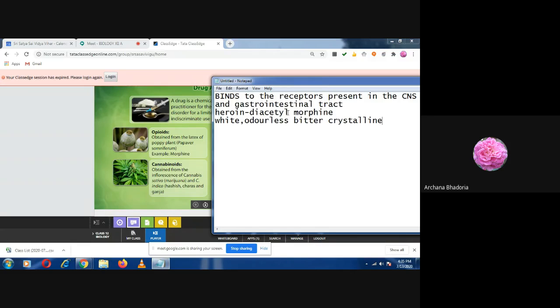Okay, and the receptors of this drug are present where? CNS and gastrointestinal tract. Very good. So everyone has understood this much. Yes, ma'am. Now next thing, remember how it is taken.